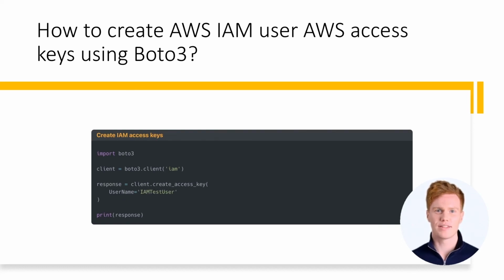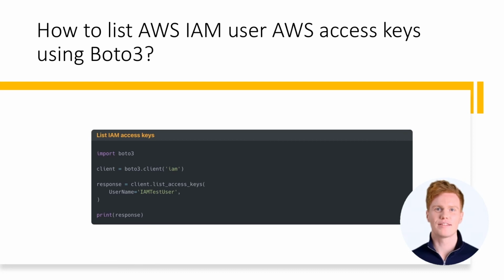AWS API access keys are long-term credentials for IAM users. You can use access keys to get programmatic access to the AWS cloud by using the AWS CLI or AWS SDKs. To create IAM access keys, you need to use the Create Access Key method that creates new AWS access and secret access keys for the specified user.